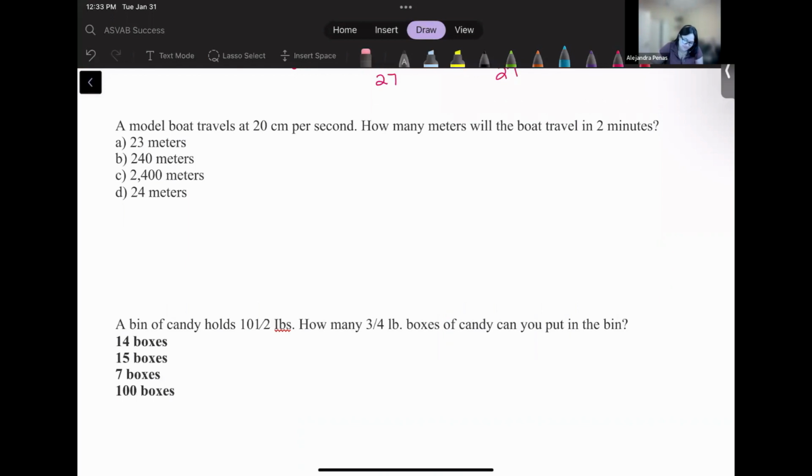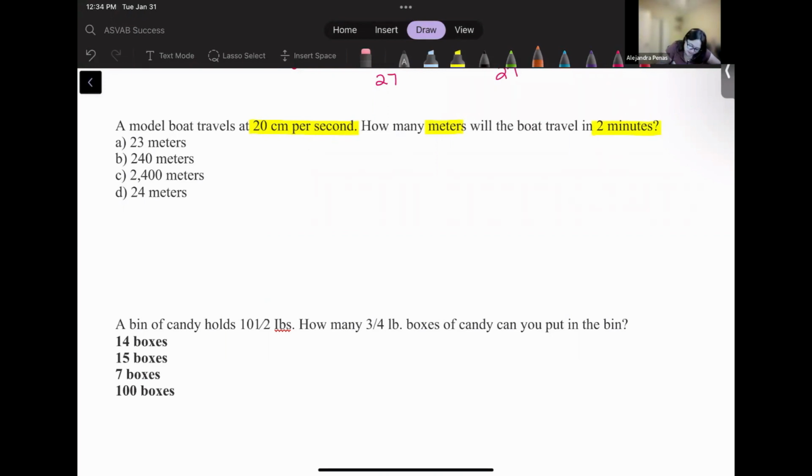All right, so we have that a model boat travels at 20 centimeters per second. How many meters will the boat travel in 2 minutes? So we're looking at a distance, time, and speed problem, but there's a giant red flag. What is something that you think might be an issue? The conversions. Yes. They mentioned the speed in centimeters and seconds, and then they ask you for meters and they ask it in 2 minutes. So be very careful with the unit conversions there.